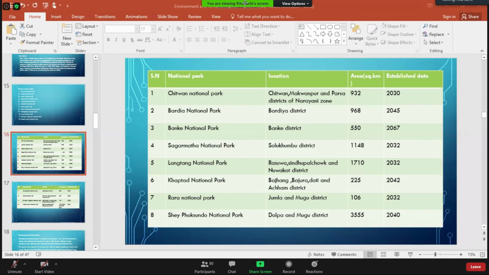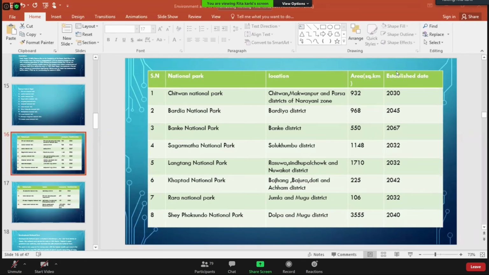The area occupied by Bardia National Park, that is 968 square kilometers, helps in the protection of larger species of plants and animals. At least about 53 species of mammals can be found in this region. Similarly, 23 different species of reptiles and 407 species of birds can be found here.